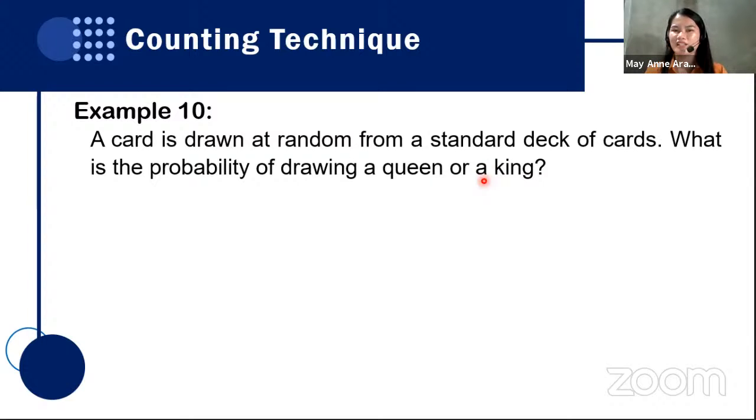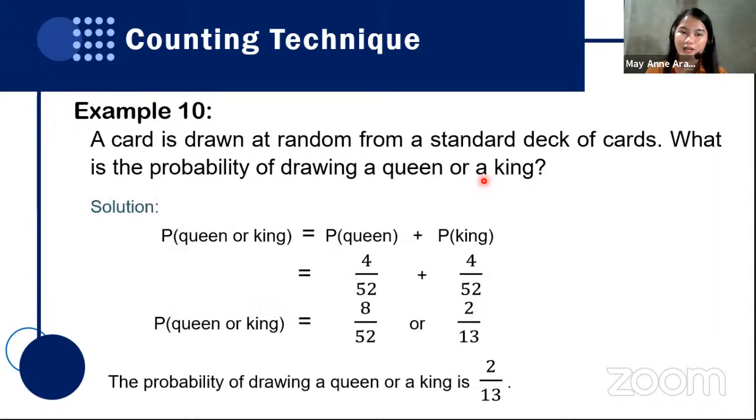Do they have an intersection? Is there a card that is a queen and a king at the same time? Right, there is none. So, you just have to add their probabilities. So, 4 over 52 plus 4 over 52 is 8 over 52. Just get the lowest term, both divisible by 4. So, you have 2 over 13.